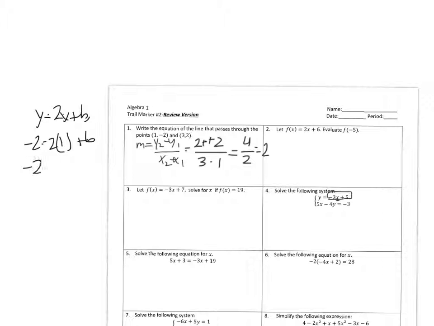Solve for b. Negative 2 equals positive 2 plus b. I have to subtract 2 from both sides to get b by itself. If I do that, I now have negative 4, which is equal to b. So my final equation is y equals 2x, because that was my slope 2, minus 4.